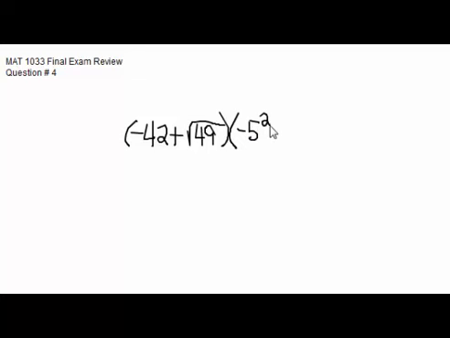MAT 1033 final exam review question number 4. Simplify the expression. We have in the numerator the quantity negative 42 plus 40 square root of 49, and that is times the opposite of 5 squared, and that is going to be divided by negative 6 minus 1.